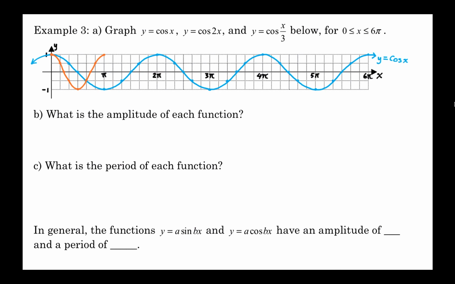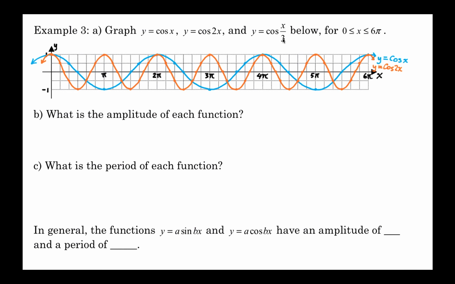So you can complete one cycle in that short span. And now you can repeat it. And so you've got several cycles of this graph in that span from 0 to 6 pi. So I'm going to label that y equals cosine 2x.